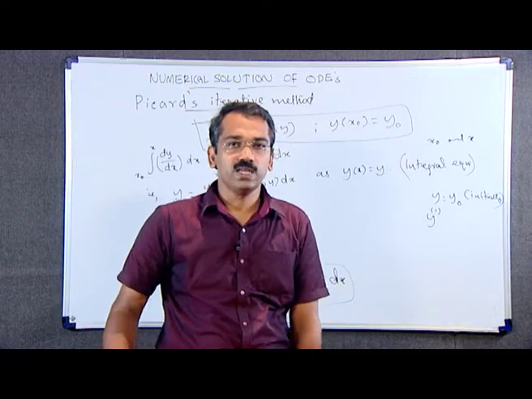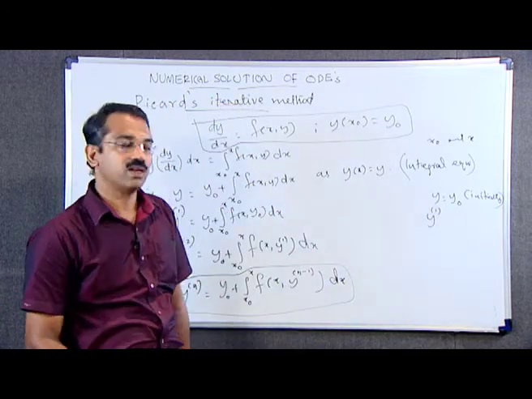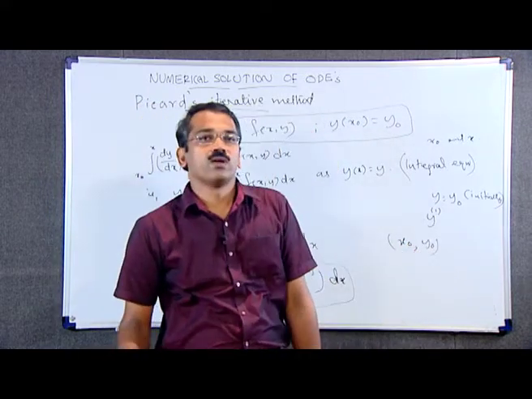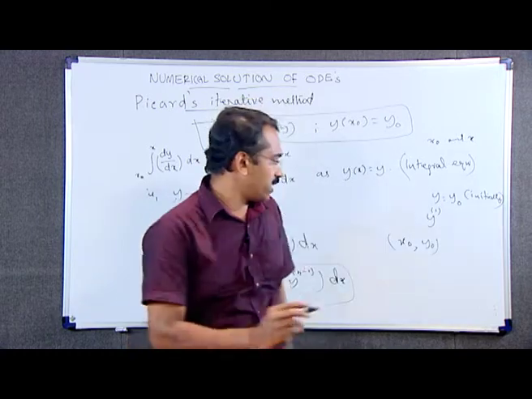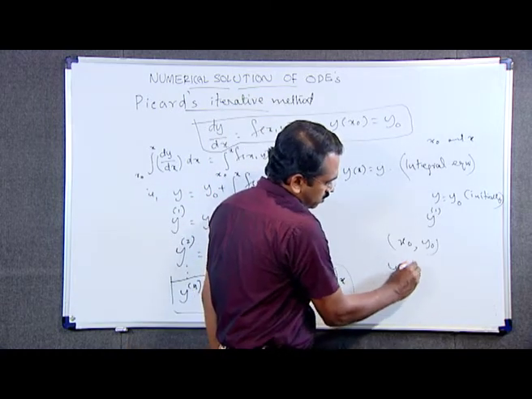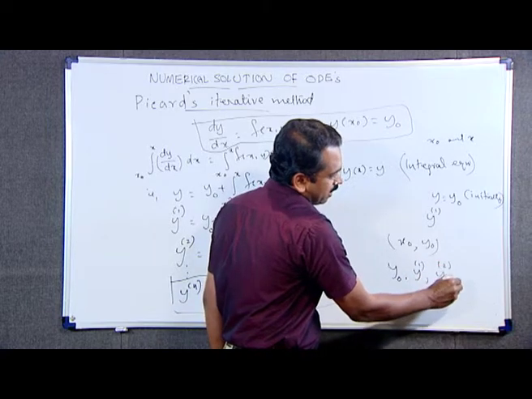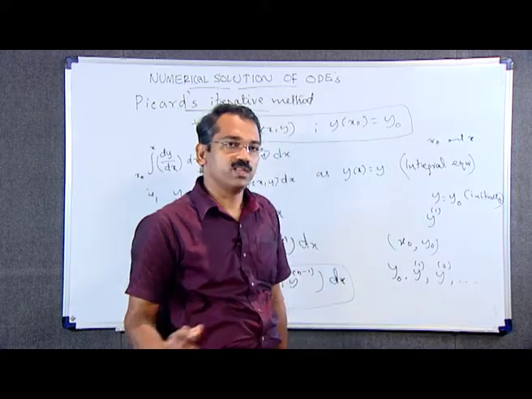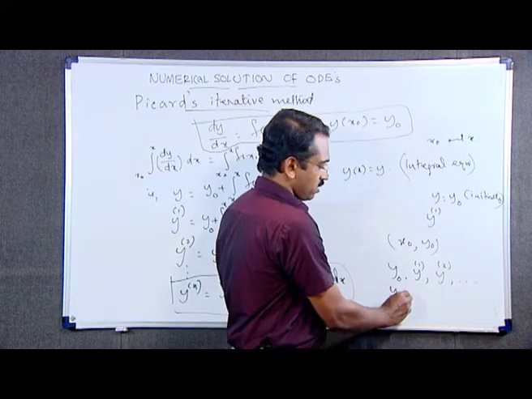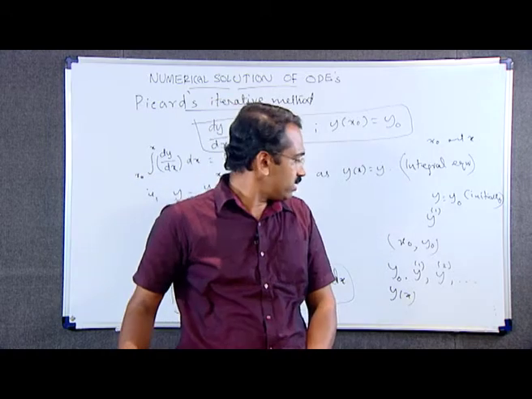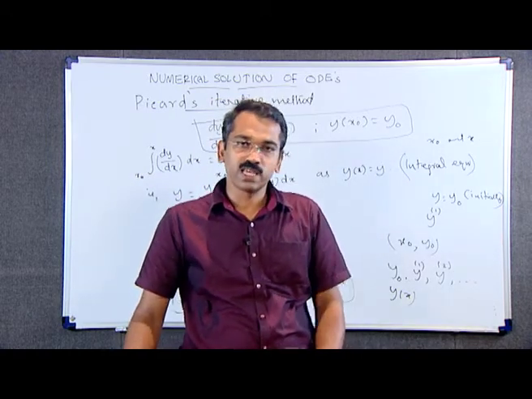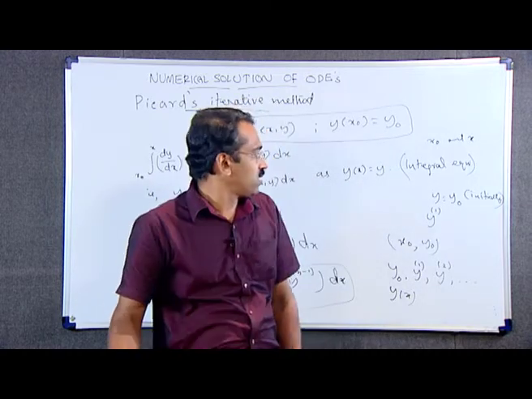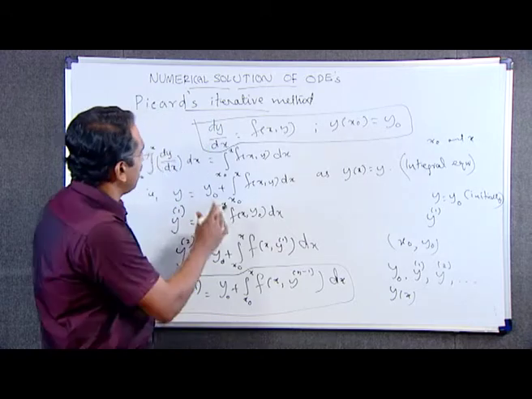If f of x, y is sufficiently regular near the point x naught, y naught, the approximations y naught, y1, y2 of y will tend to a limiting function y of x over some interval about x is equal to x naught, which will satisfy both the differential equation and the initial conditions. This is Picard's iterative method.